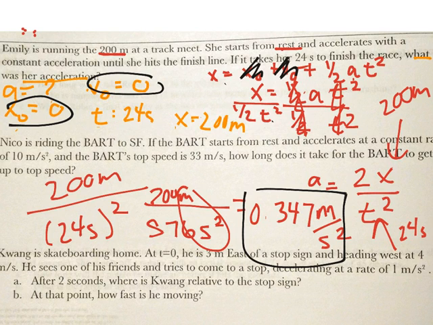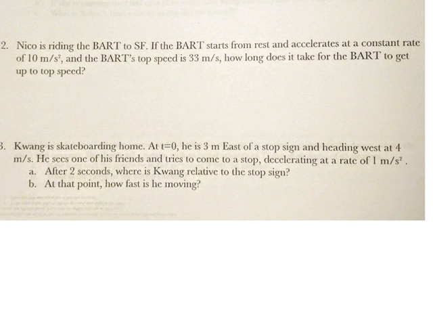Moving on to the next one. Alright, so number 2. Doing the first part. Nico is riding the BART to SF. If the BART starts from rest and accelerates at a constant rate of 10 meters per second squared, that's definitely going to be important, and the BART's top speed is 33 meters per second, how long does it take the BART to get to top speed?